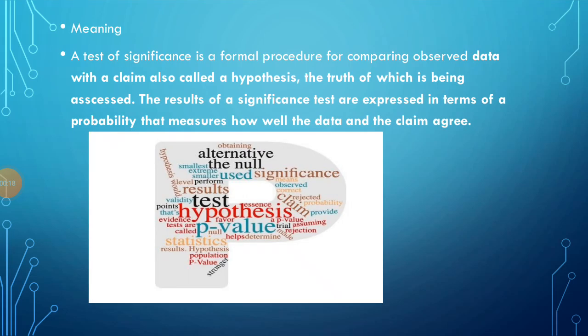Let's go with the meaning. A test of significance is a formal procedure for comparing observed data with a claim, also called a hypothesis, the truth of which is being assessed. The result of a significance test is expressed in terms of a probability that measures how well the data and the claim agree.